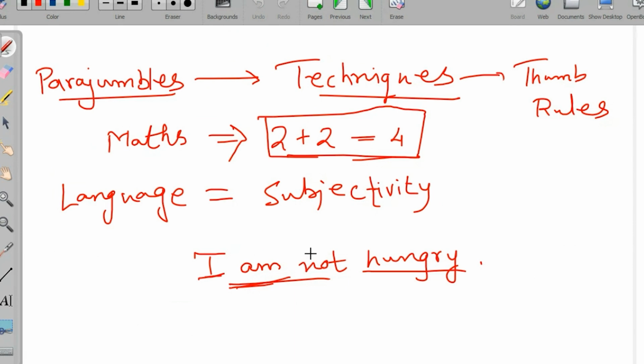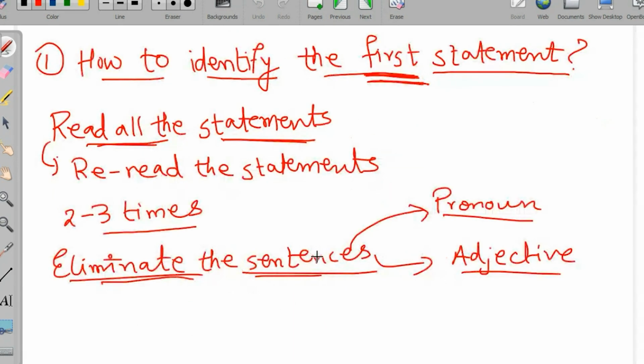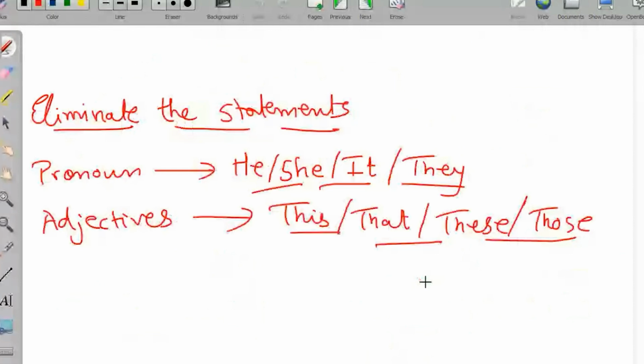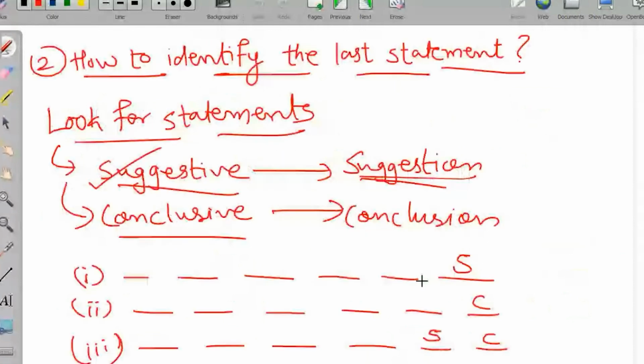I told you about the thumb rules. The first thing first, how to identify the first statement. We saw this. Eliminate the sentences which have a pronoun or an adjective in them. This is the example of it. How to identify the last statement, we looked at for this also.